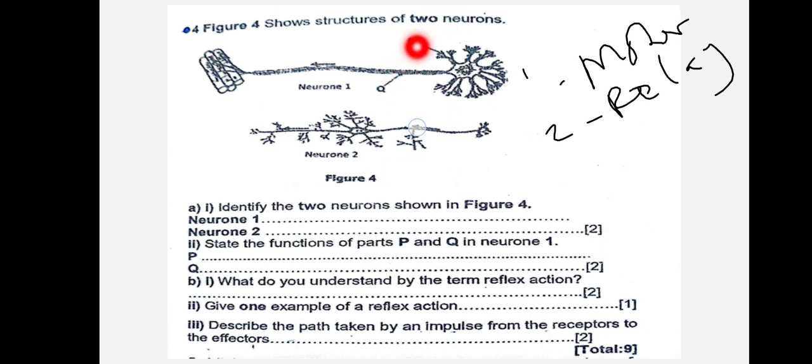So what is part P and Q? The part P here, as you can see, it's a dendrite, okay? And Q here is an axon. So basically we just ask what's the function of the dendrite and what's the function of the axon. So as you can see here, dendrites are cells which collect neighboring nerve impulse. However, Q is an axon.